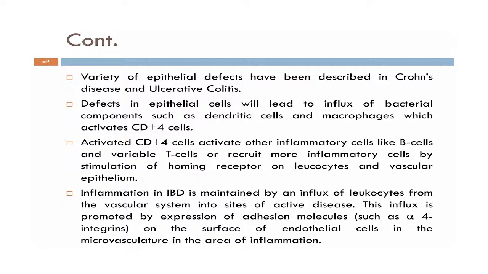Now, a variety of epithelial defects have been described in Crohn's disease and ulcerative colitis. Defects in epithelial cells lead to the influx of bacterial components, which activate dendritic cells and macrophages, which activate the CD4 cells. These activated CD4 cells activate other inflammatory cells like B cells and variable T cells, and recruit more inflammatory cells by stimulation of homing receptors on the leukocytes and the vascular epithelium. Inflammation in IBD is maintained by influx of leukocytes from the vascular system into the active disease site. This influx is promoted by the expression of adhesion molecules such as integrins on the surface of endothelial cells in the microvascular area of inflammation.